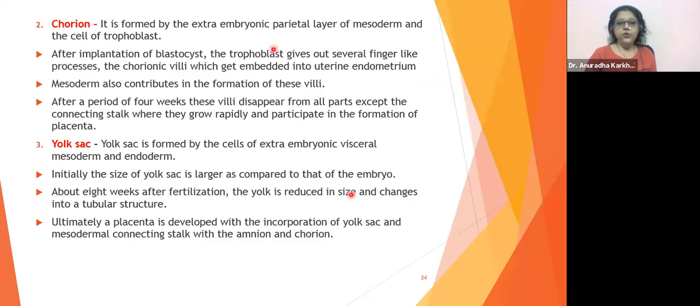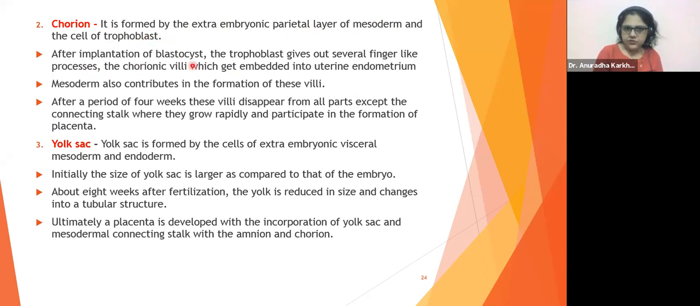Okay. Now see the next very important point. That is chorion. So what is a chorion? Amnion and chorion are both important points here. Chorion is formed by the extraembryonal parietal layer of mesoderm and the cells of trophoblast. Parietal means outer side. Visceral means inner side. Parietal, periphery. Visceral, inwards, inside. So chorion is formed by the extraembryonic parietal layer of the mesoderm, means not our embryonic mesoderm, extraembryonic mesoderm, and the cells of trophoblast.